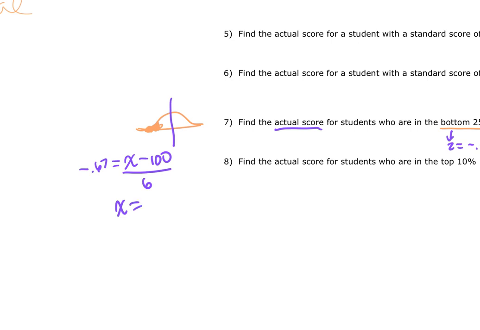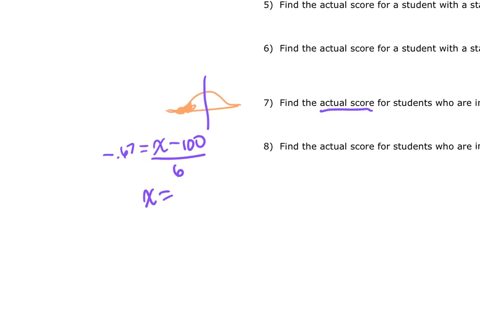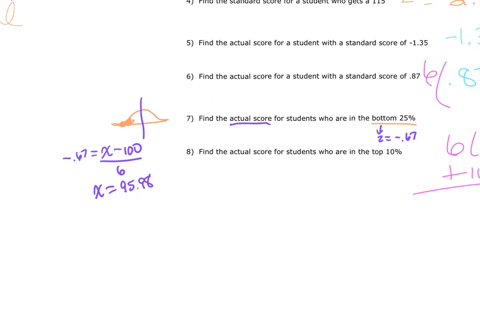So can someone grab a calculator? What do we get here? Landon, can you check that for me? So 6 times negative 0.67 and then plus 100 to solve for x, right? And what did we get? 95.9? 95.98? Okay, yeah, mine was pretty close. I had 95.95, but I just wanted to be sure. Okay, so 95.98, that would be the actual score that would need to happen in order to be in the bottom 25%. That's the same thing as the 25th percentile, right?